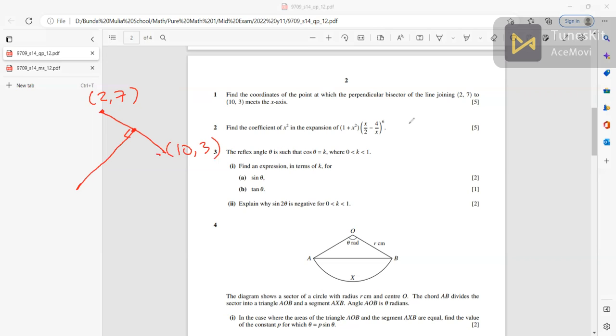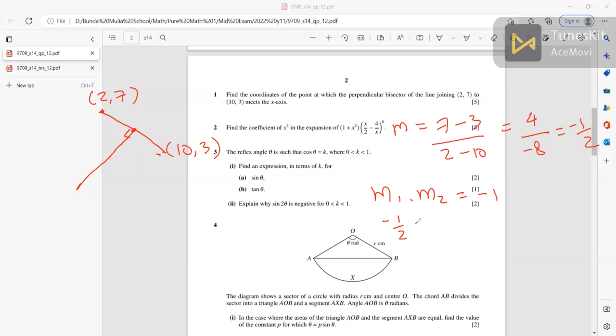So first we have to find the gradient. The gradient equals 7 minus 3 over 2 minus 10, so we get 4 over minus 8, which is minus half. From there, we know that if we talk about perpendicular, m1 times m2 equals minus 1. The first gradient times the second gradient equals minus 1. So the first gradient is minus 1 over 2 times the second gradient equals minus 1, so the second gradient equals 2.